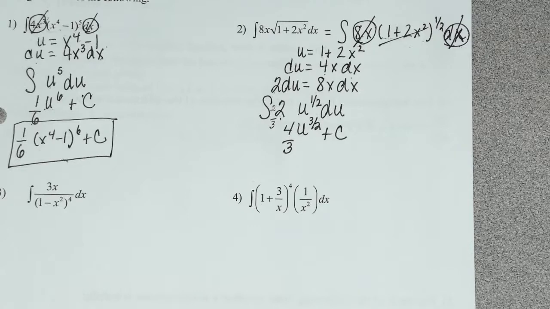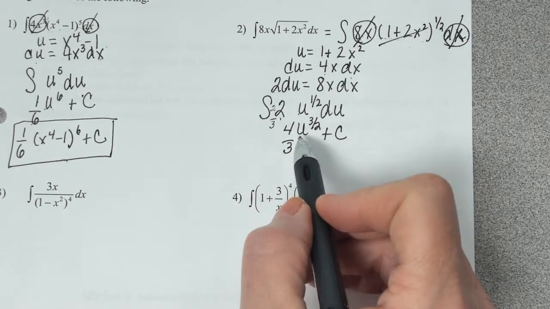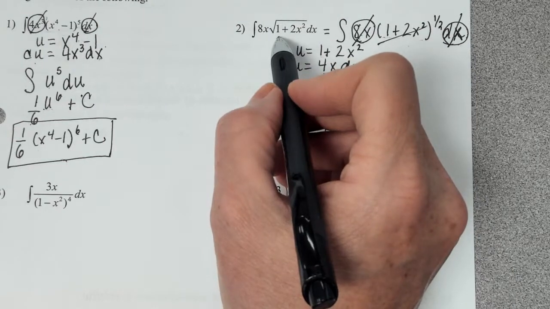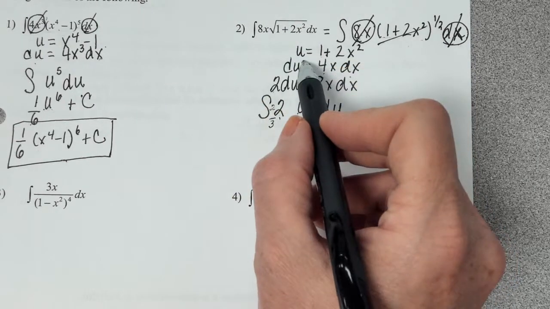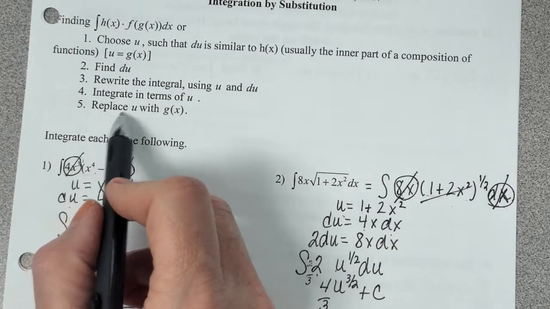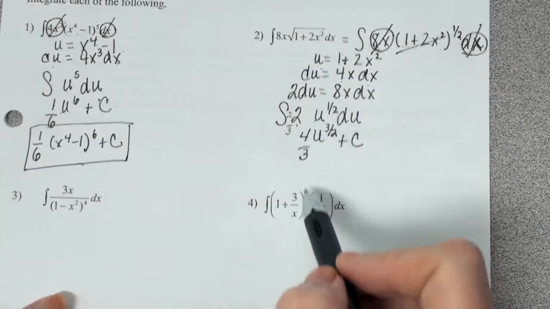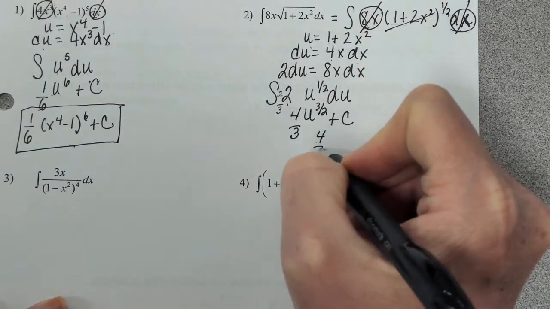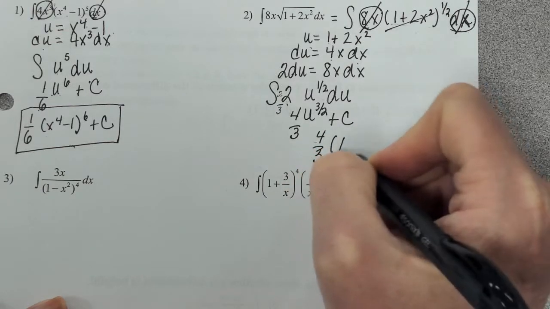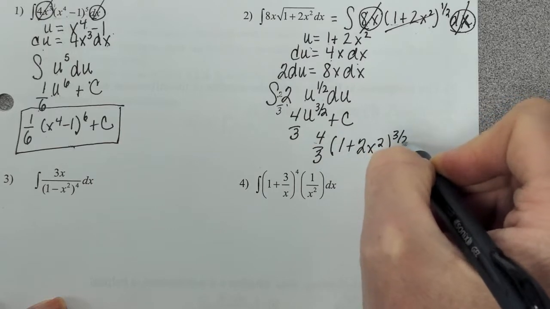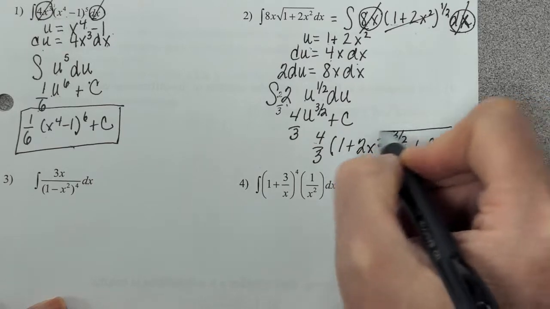Any other questions? Now, we are not finished with this, though, because this has a u in it. We were trying to integrate with respect to x. So I have to look back and see what u was. See, with these directions, it says replace u with g of x. G of x is just what's inside of those parentheses. So here's g of x. So we're going to have 4/3 u to the 3/2 plus c.